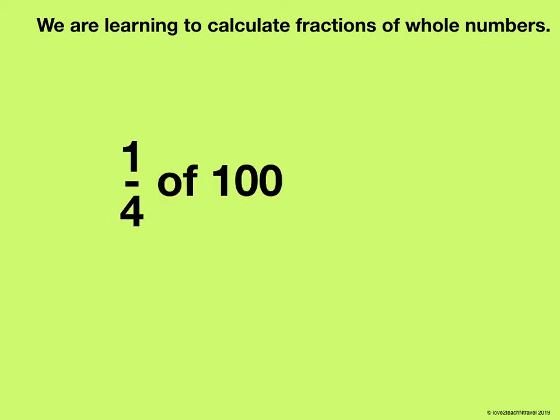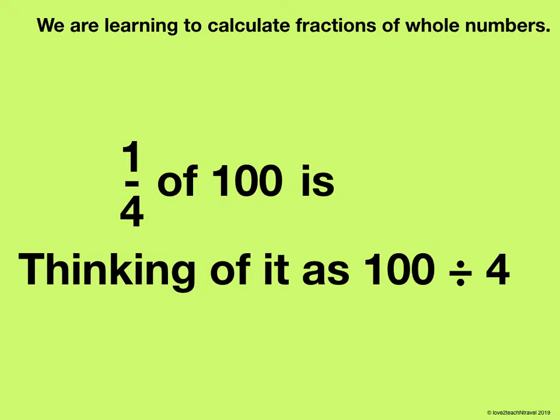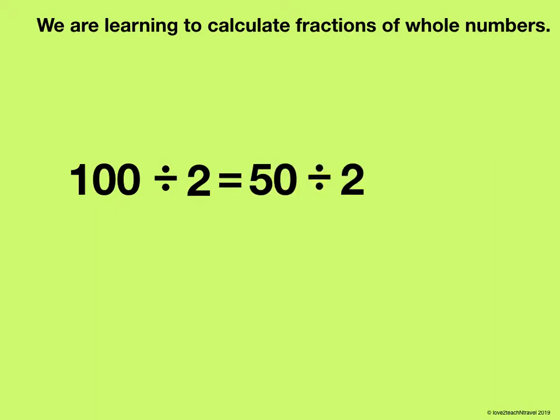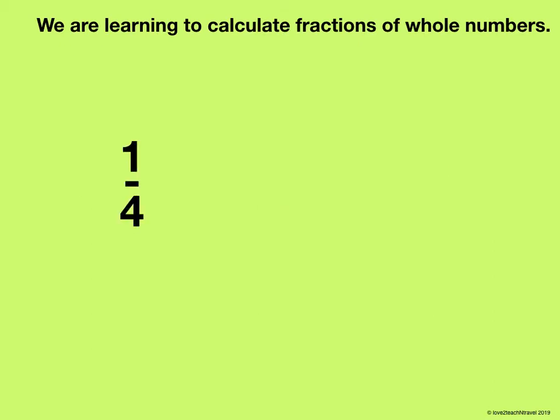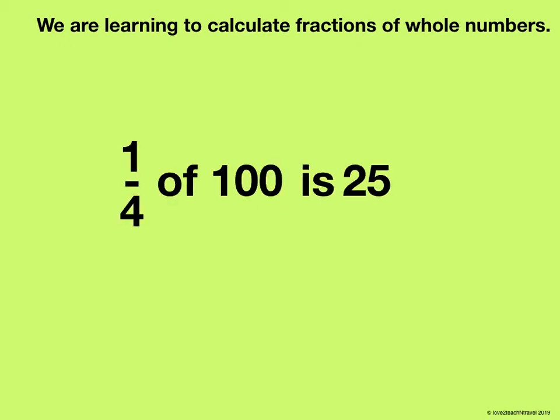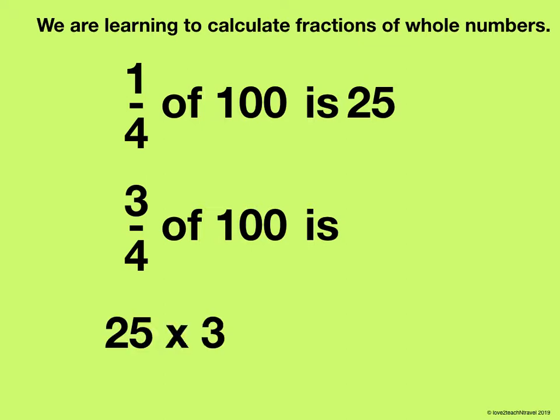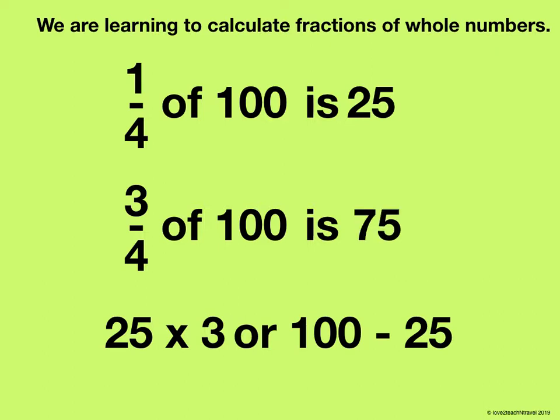1/4 of 100 is, now thinking about it as 100 divided by 4, so first I'll start with 100 divided by 2, which I know is 50, and then divide that by 2, which is 25. So 1/4 of 100 is 25. So if I know that 1/4 of 100 is 25, what is 3/4 of 100? Well, to work this out, I can either times 25 by 3, or I can do 100 take away 25. So to do either of these, I know that the answer is 75.